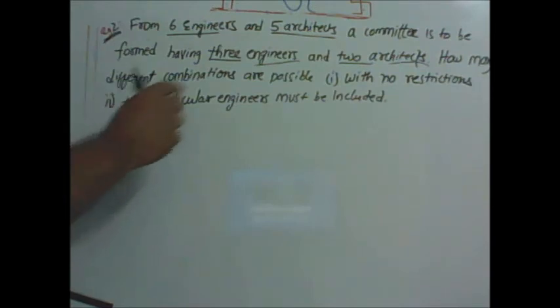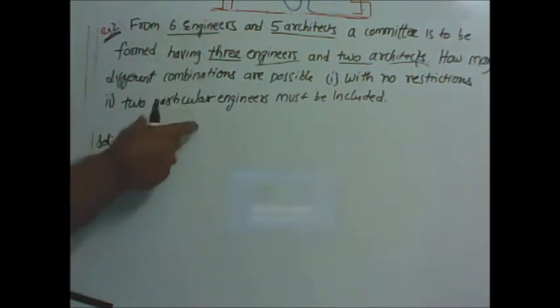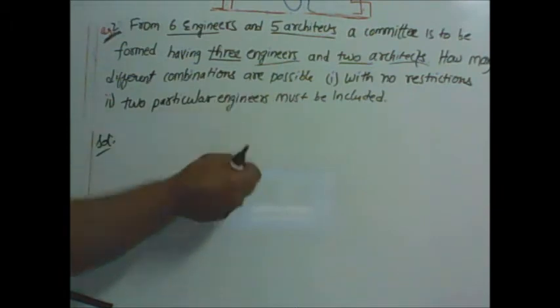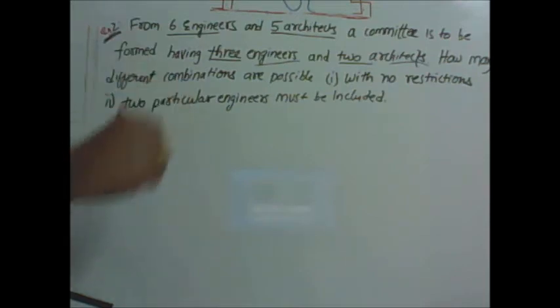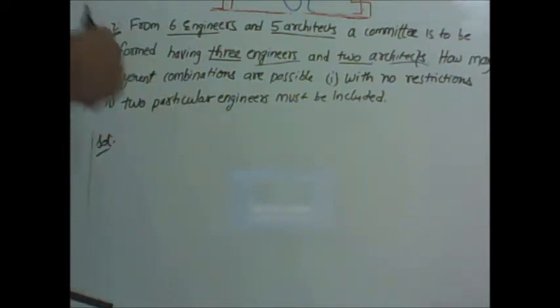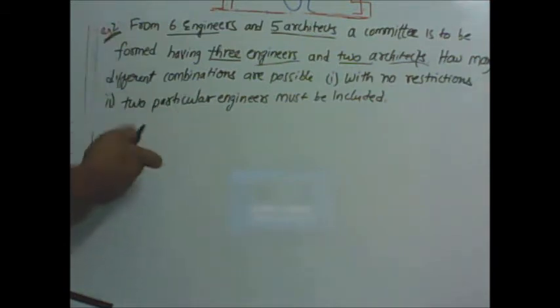Second, among the 6 engineers, there are 2 particular engineers who must be included. We don't have any choice there. So whoever is asking will mention that these 2 particular engineers have to be there. So that is this case. We have the only option to choose the remaining 1 engineer from the rest of the 4 engineers. Okay, we will solve it.